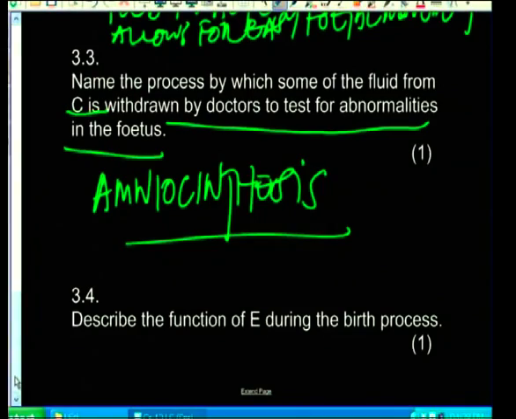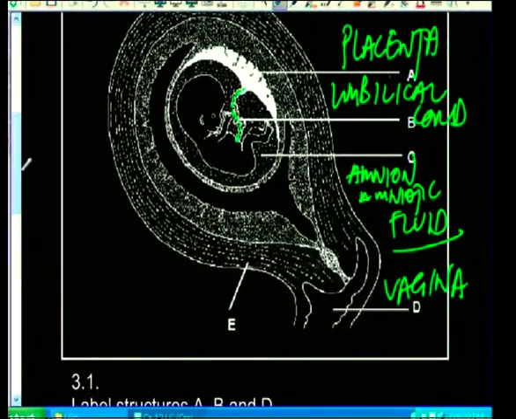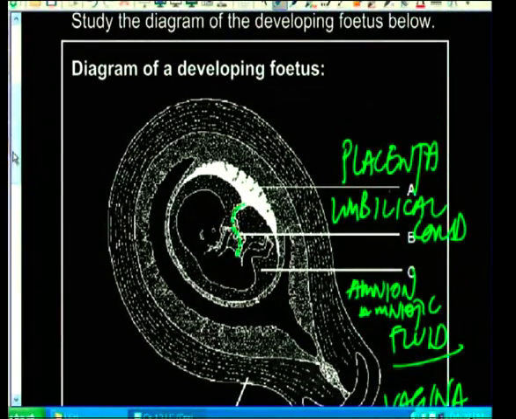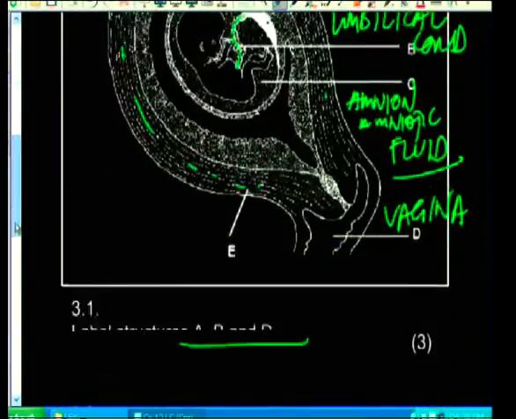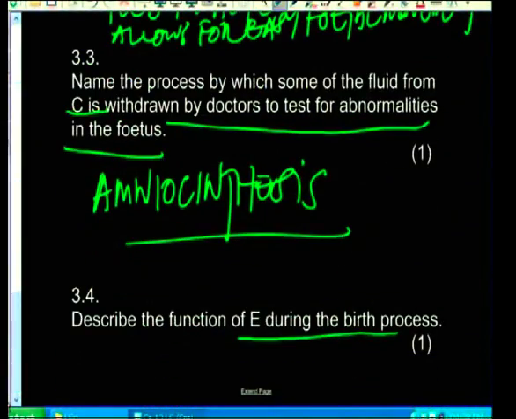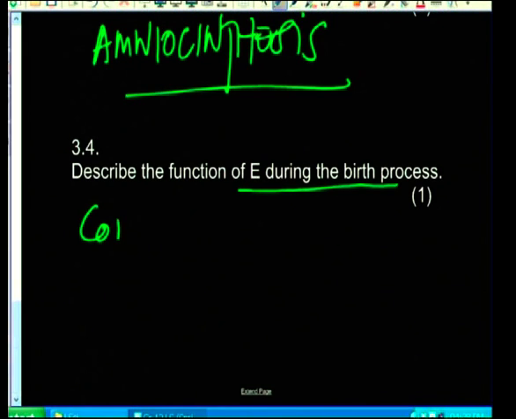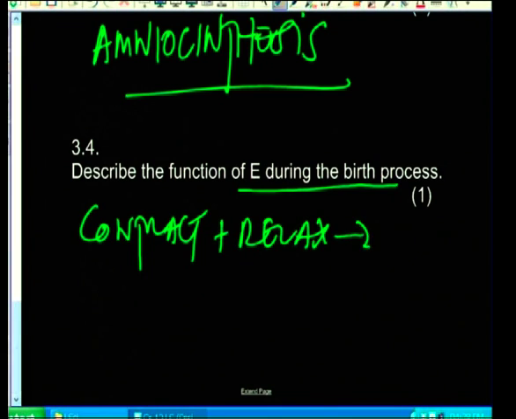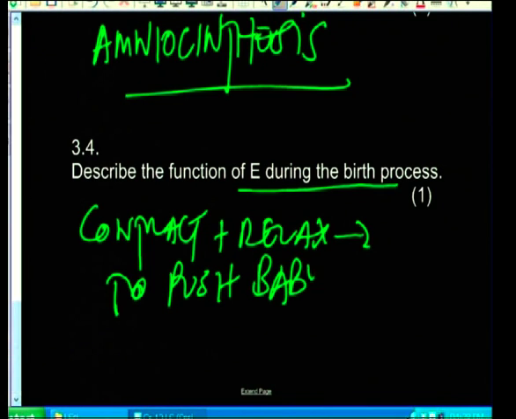Describe the function of E during the birth process. E, you can see very clearly, is the muscles of the uterus, the uterine muscles. And the job of that is to contract and relax to push the baby out.